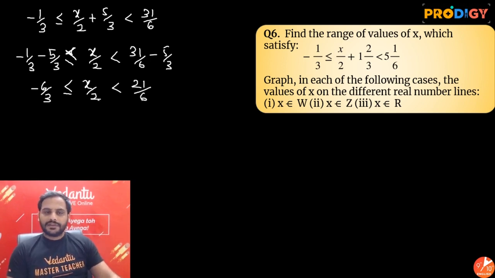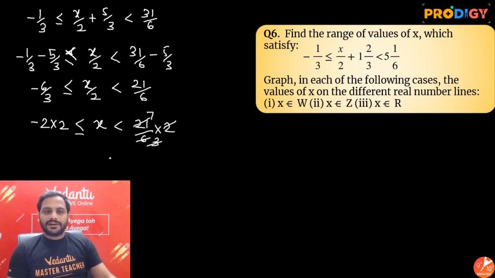21 by 6. Then if I shift the 2, so 2 is in division, it will go in multiplication, and it is a positive number, so no need to change the sign. So minus 6 by 3 is minus 2 only. Multiply that with 2, greater than or equal to x, and here 21 by 6 into 2. You can say 2 ones are 2, 3s are 3, 1s are 3, 7s are 7.